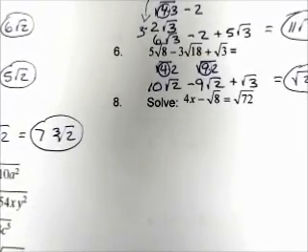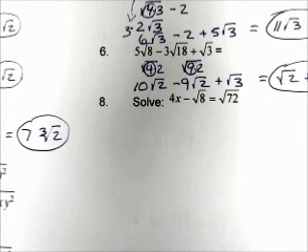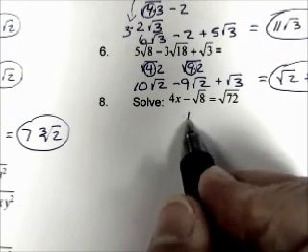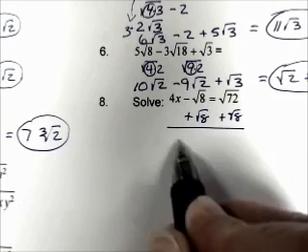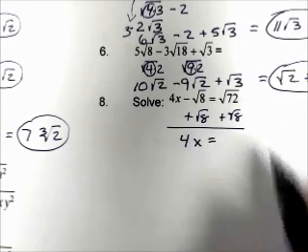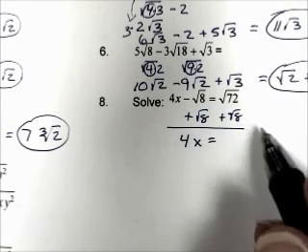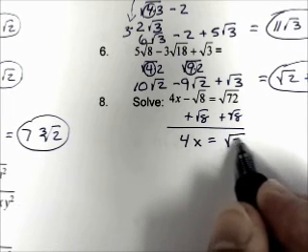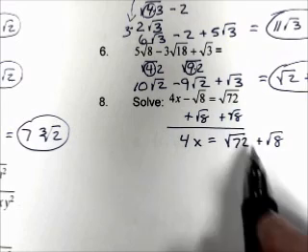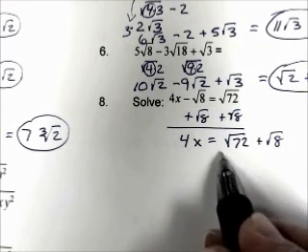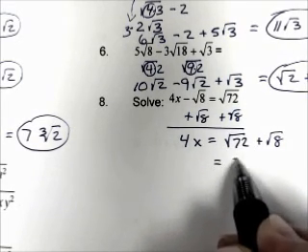Number 8. A little different. Solve. 4x minus the square root of 8 equals the square root of 72. Let's add square root of 8 to both sides. See what happens there. So 4x equals square root of 72 plus the square root of 8. Let's see. Well, in order to combine them, we have to have like terms here. So let's break down 72 into 36 times 2.